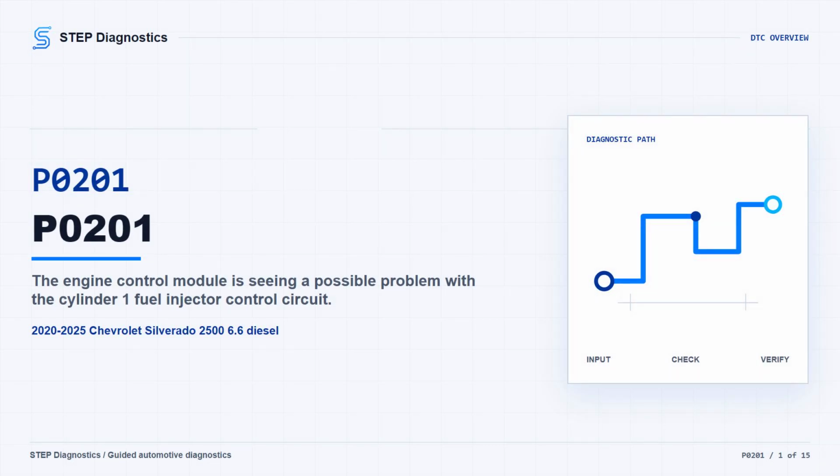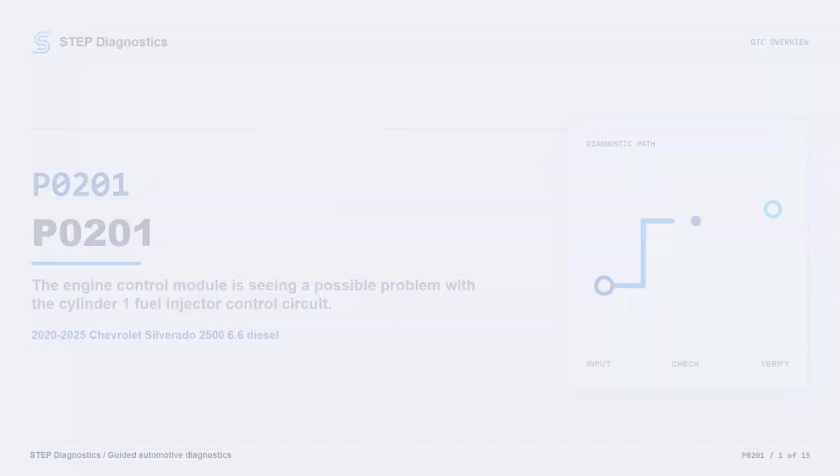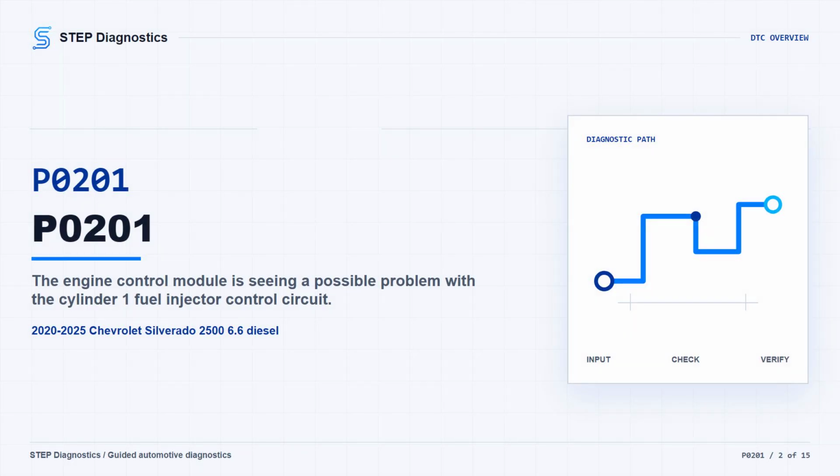On this Silverado 2500 with the 6.6 diesel, P0201 may point to a problem in the cylinder 1 fuel injector control circuit. The truck may run rough, show a misfire, lose some performance, or bring up service emissions or exhaust fluid messages. The broad fault areas are possible wiring or terminal problems at the injector circuit, a possible cylinder 1 injector issue, or a possible engine control module driver issue.